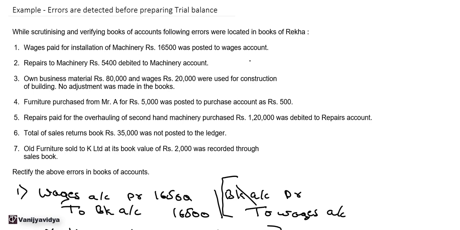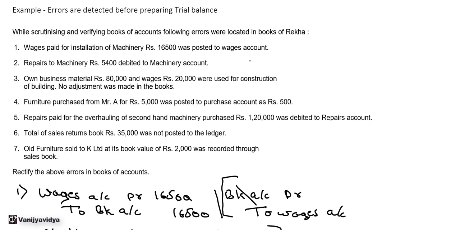Now after an asset is ready to use, all the repairs and maintenance expenses should be considered as your regular repairs and maintenance expenses. Only if there are some repairs and maintenance expenses which has increased the efficiency of the machinery. What do you mean by increase the efficiency of the machinery? Increase the efficiency of the machinery means it has increased the capacity of the production of the machinery, or it has increased the useful life of the machinery. Only in that case those repairs and maintenance expenses should be added to your cost of machinery.